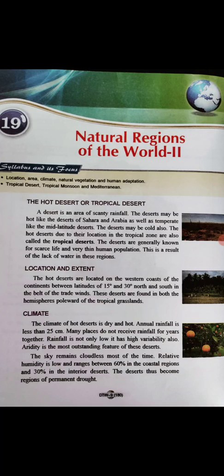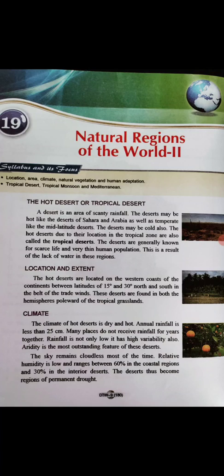Students, today we will start a new chapter, that is Chapter 19, Natural Regions of the World II. So it's basically the continuation of the topic Natural Regions of the World. In this we are going to discuss some other regions, that is tropical desert, tropical monsoon and Mediterranean climatic region. In this video, I'll be discussing only the desert region, the tropical desert.